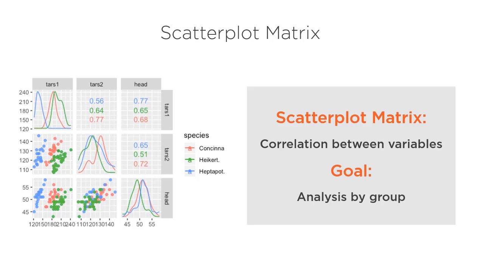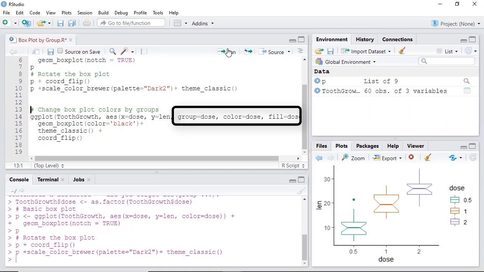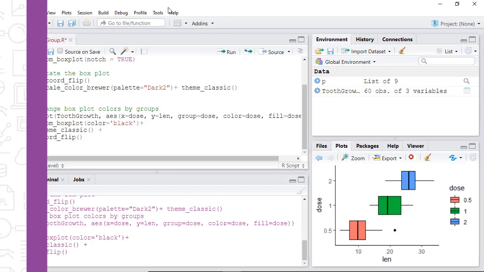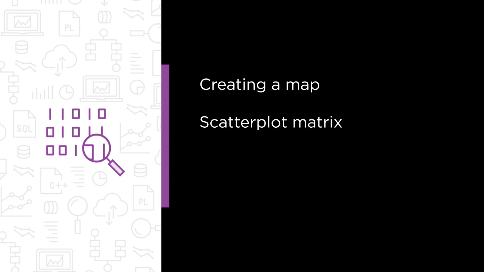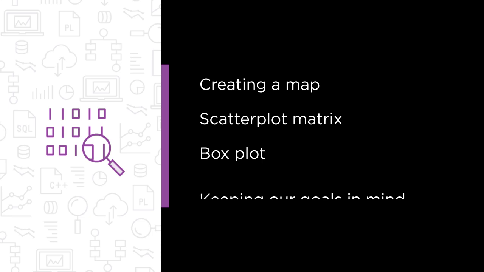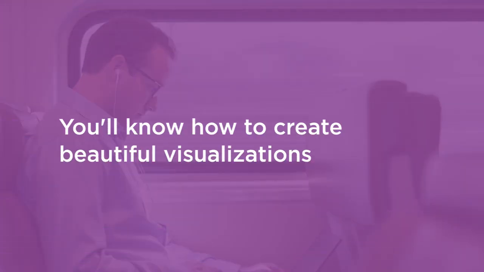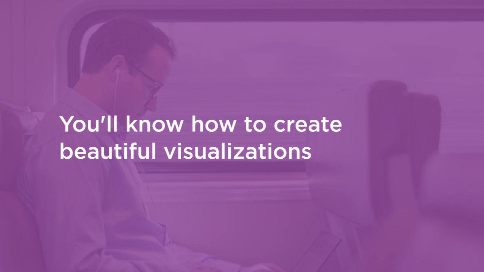In this course, we are going to create graphs for discrete and continuous data, all based on a particular goal. Some of the major topics that we will cover include creating a map, a scatterplot matrix, designing a box plot, and all while keeping our goals in mind. By the end of this course, you'll know how to create beautiful visualizations and communicate the findings to your audience.